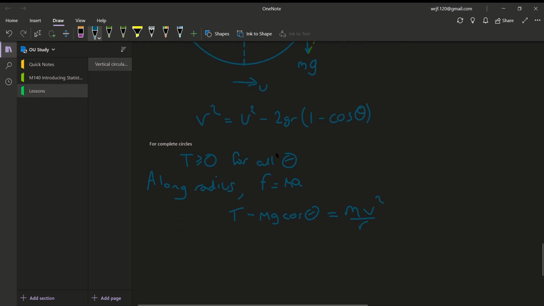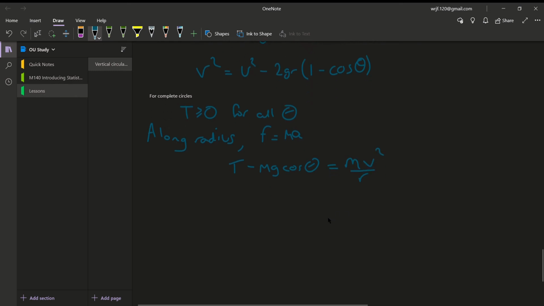Now we've got an expression for v squared, so we can substitute that into our equation of motion, our Newton's second law equation here. If we do that substitution, what we've got is T minus mg cos theta on the left, and now the m over r is going to get multiplied by this long expression for v squared. So that's now going to be u squared minus 2gr brackets 1 minus cos theta.